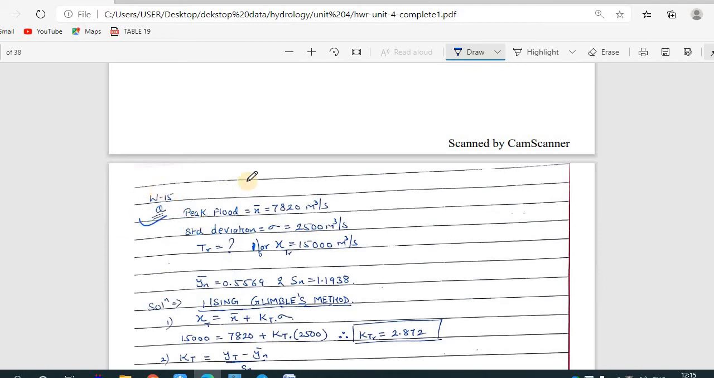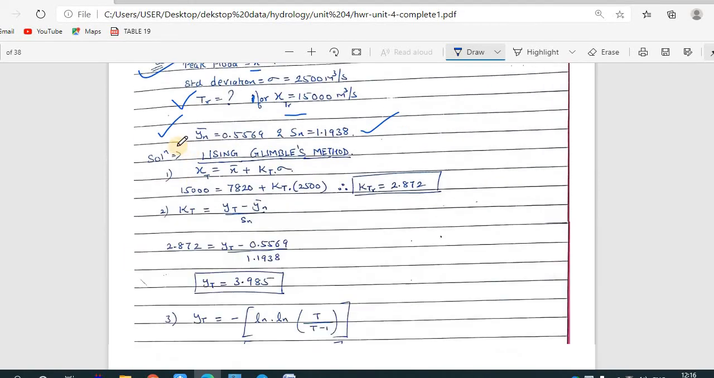Over here, we have the peak flood flow in this question, that is x bar, your annual flood, which is 7820 meter cube per second. The standard deviation is 2500 meter cube per second. TR, we don't know the value of TR; we need to calculate the reoccurrence period. The XTR value we have been given, which is 1500 meter cube per second. Y bar n is 0.56669. Sn is 1.1938. So we need to calculate the TR value.